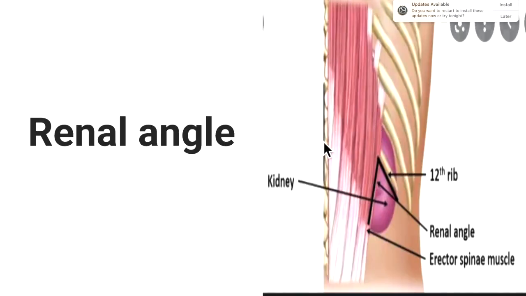And next we'll see the renal angle. The lower and posterior surface of the kidney will be seen at the renal angle. The tenderness of the kidney can be appreciated by palpating this area with the thumb by applying gentle pressure. This is the renal angle, which is formed by the lateral border of the erector spinae muscle and the lower border of the 12th rib. So this part forms the renal angle. With the help of the thumb, by applying gentle pressure, we can feel the tenderness of the kidney.